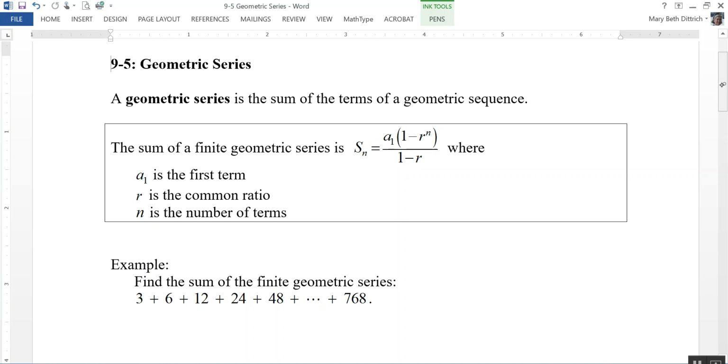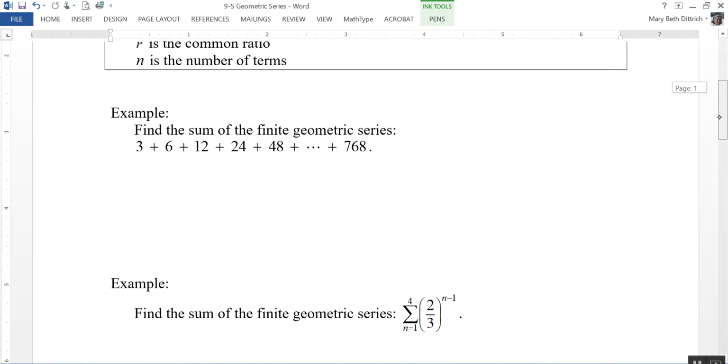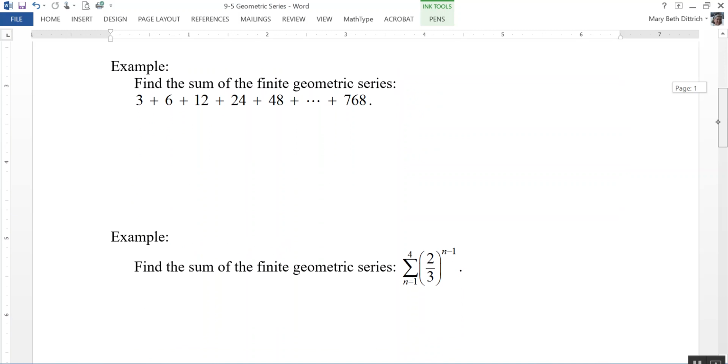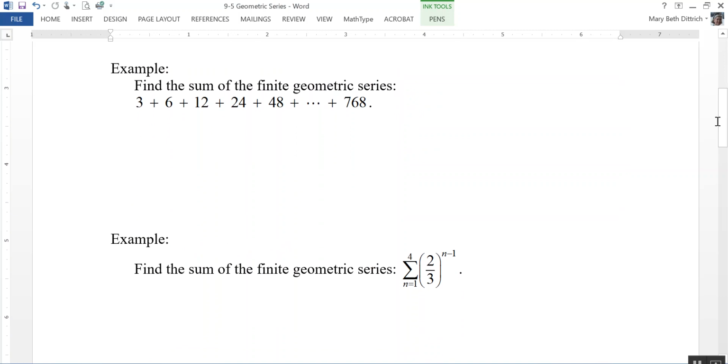Let's take a look at a couple examples here. So we need to find the sum of this finite geometric series: 3 plus 6 plus 12 plus 24 plus 48 plus a bunch of numbers plus 768. So let's go ahead and identify what we have here. I know that a sub 1 is equal to 3. And looking at this, if I take the second term and divide it by the first and the third term divided by the second, I realize that my r, my common ratio, is equal to 2.